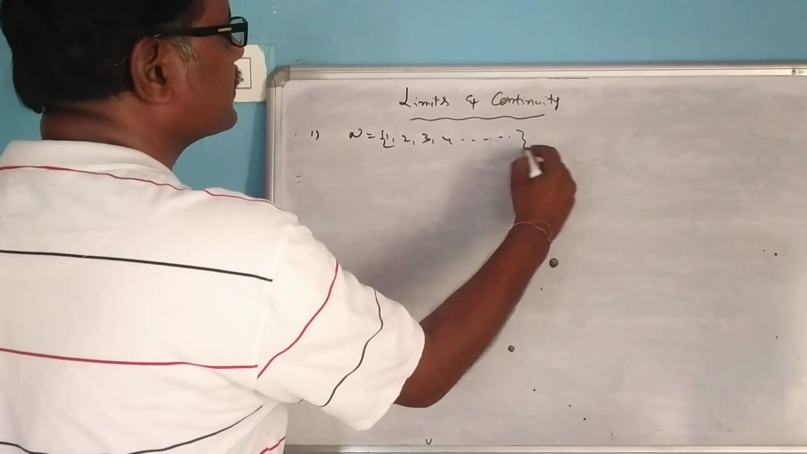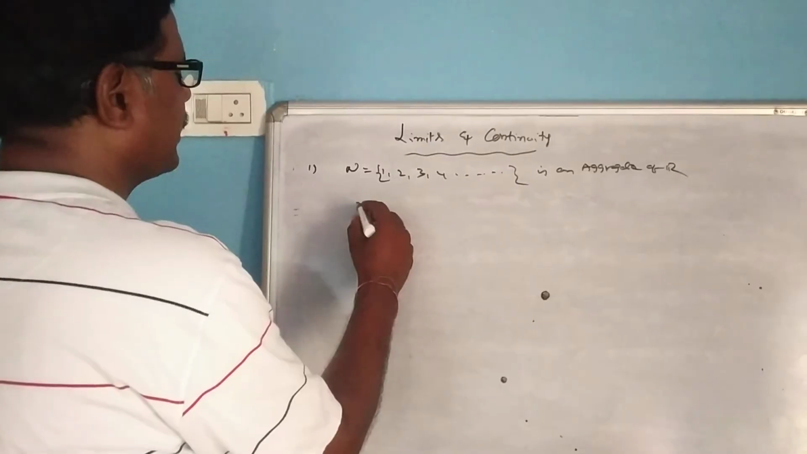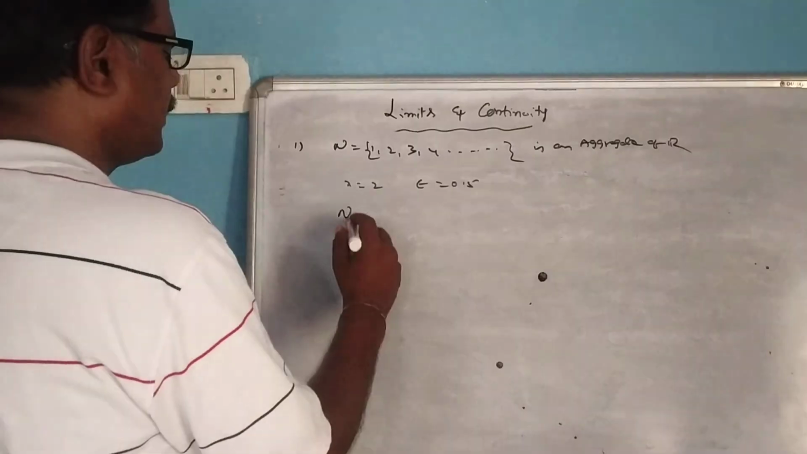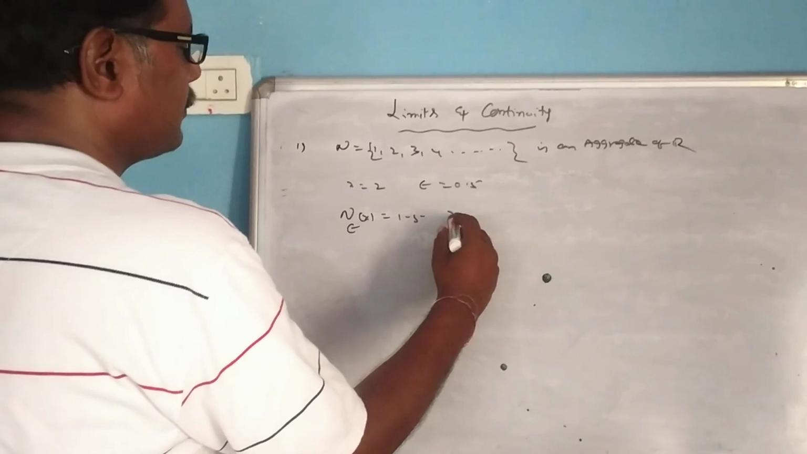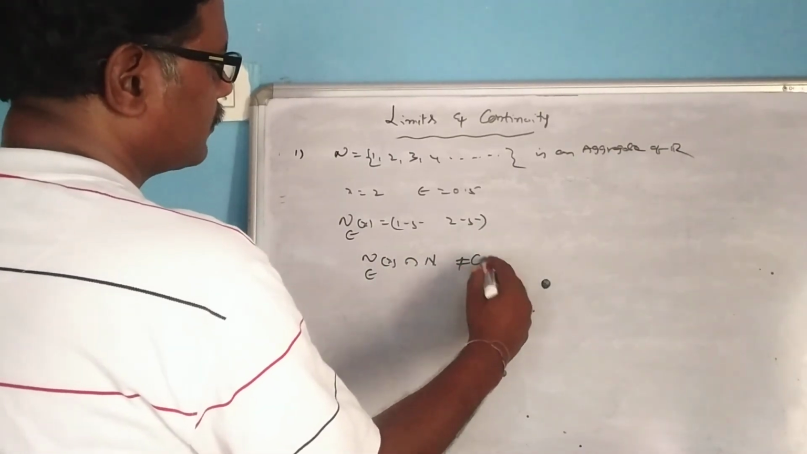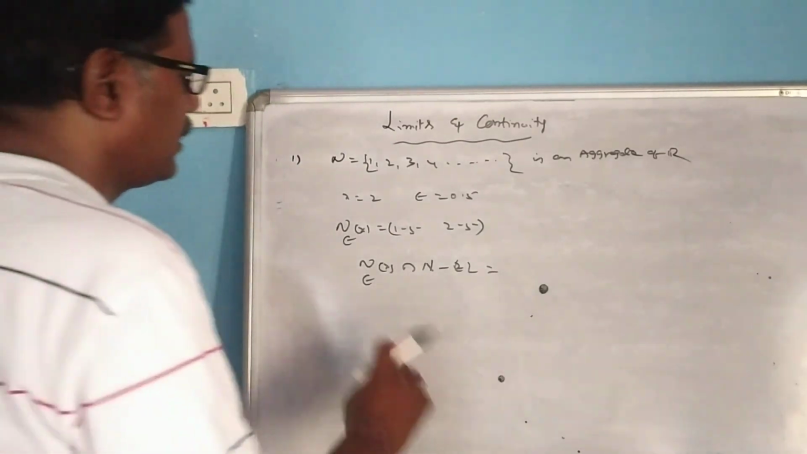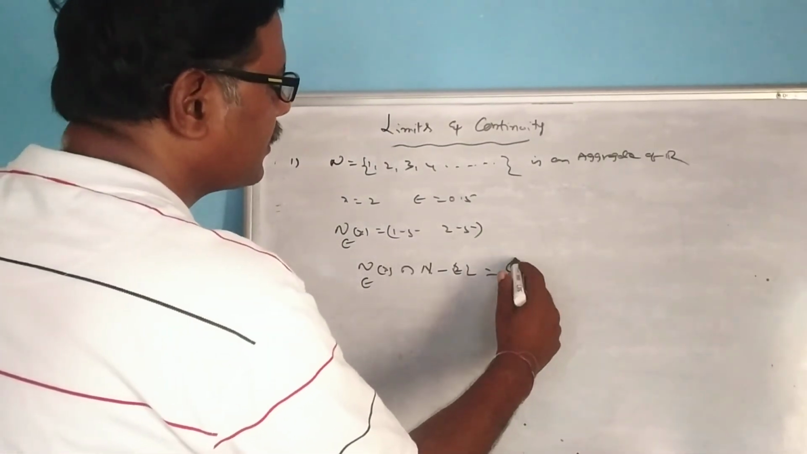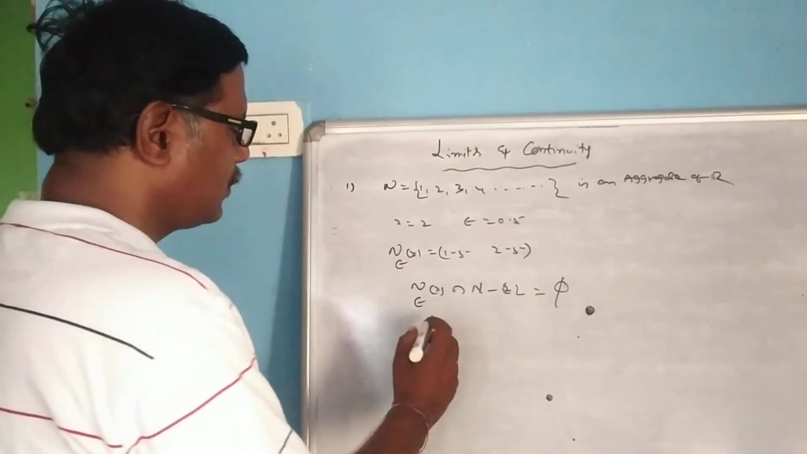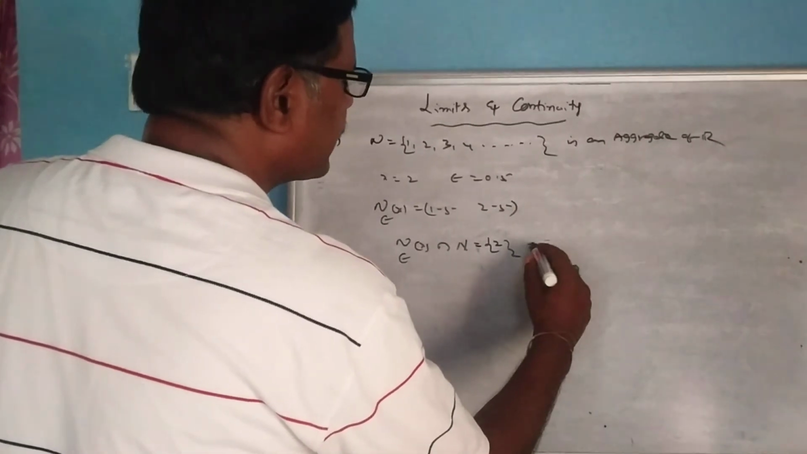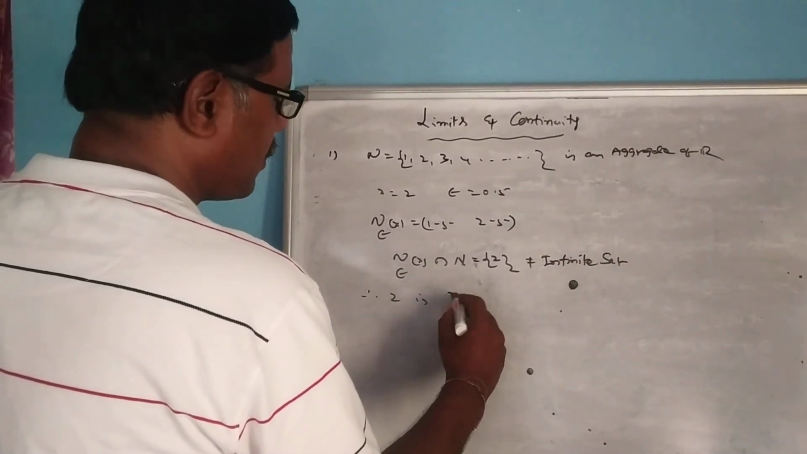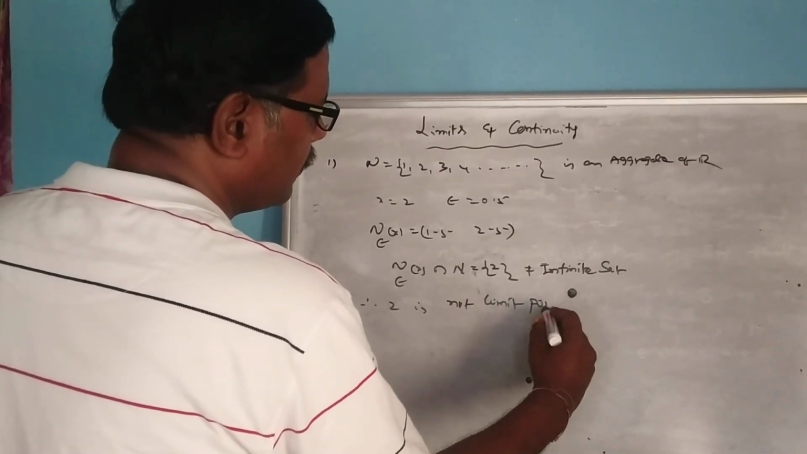Take the set N, an aggregate of natural numbers. Take x equal to 2, epsilon equal to 0.5. The neighborhood is from 1.5 to 2.5. Now the neighborhood intersection N is just the single point 2. That means this is not an infinite set. Therefore, 2 is not a limit point of N.